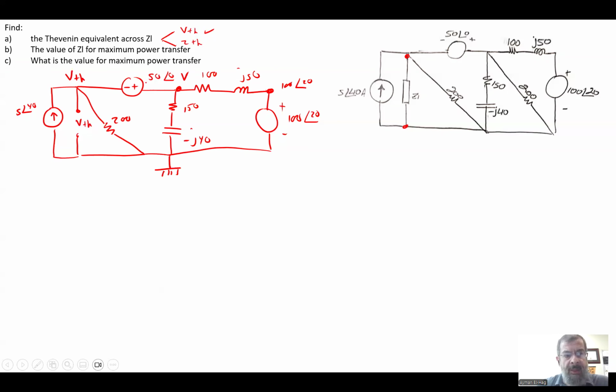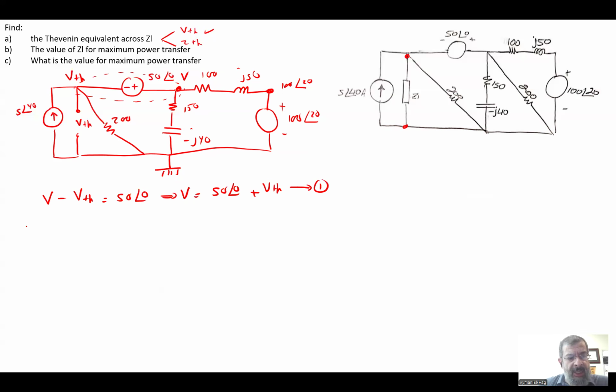The first one, across this voltage source, you can say that V minus V Thevenin is equal to 50 angle of 0, or V is equal to 50 angle of 0 plus V Thevenin, and this is my first equation.